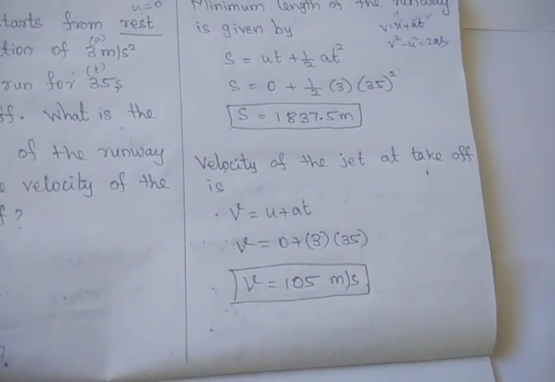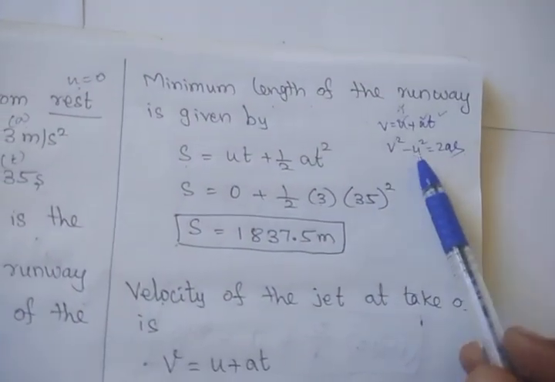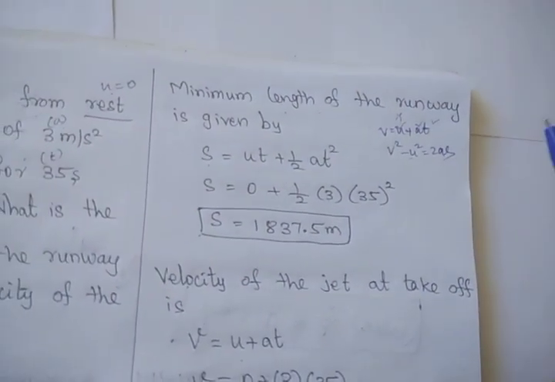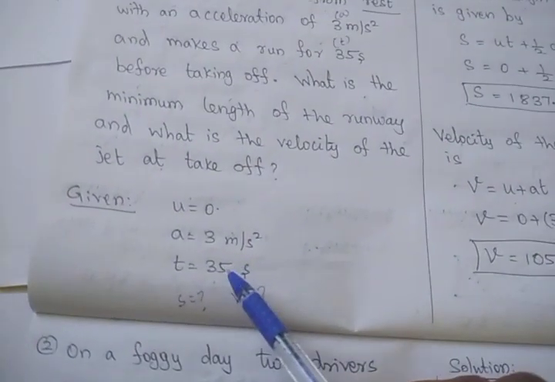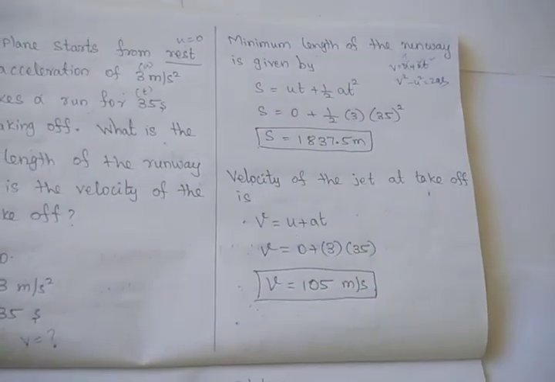The students may ask one question: Sir, why can we not use v square minus u square is equal to 2as? Yes, you can do that, but the time factor is very, very important. Here in the given data, they have given the time. So we have to use these two equations.